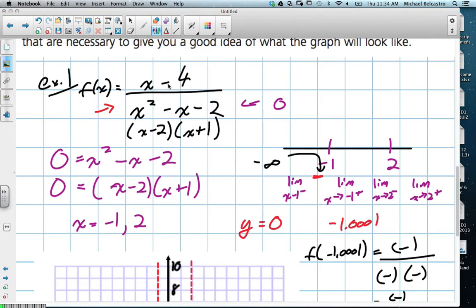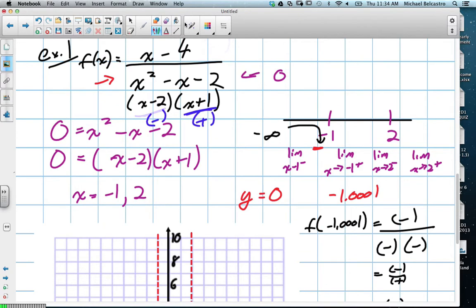I want you guys to talk me through it. If I plug it in here, do we have a negative or positive on top? Still have a negative. I plug it in here, negative or positive? Still negative. And when I plug it in here, what do we have? We'll have a positive.